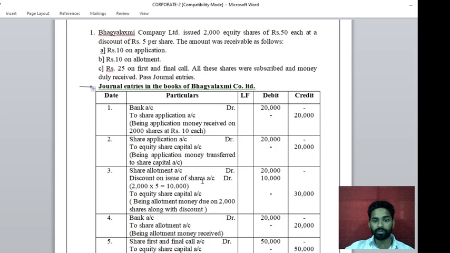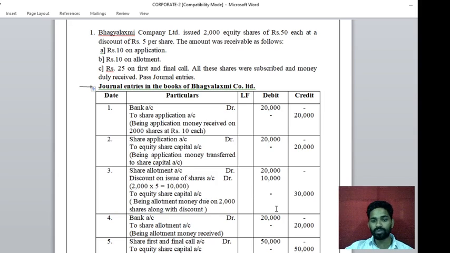Discount on issue of shares account debit rupees 10,000. How did 10,000 come? Actually it should be 15, but here 10 is given, which means a 5 rupees discount is given. We also have to mention that in the entry. So 5 into 2,000 is 10,000. Next, to equity share capital account credit rupees 30,000.